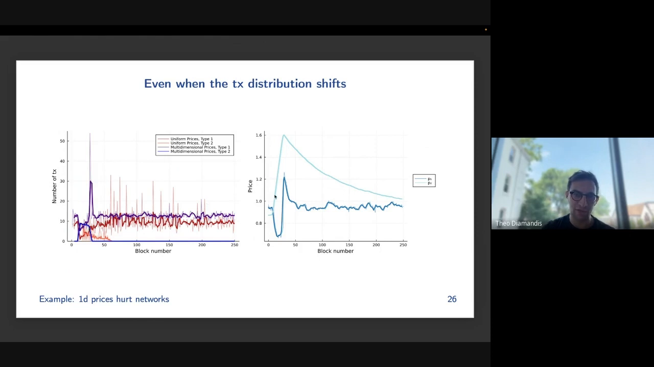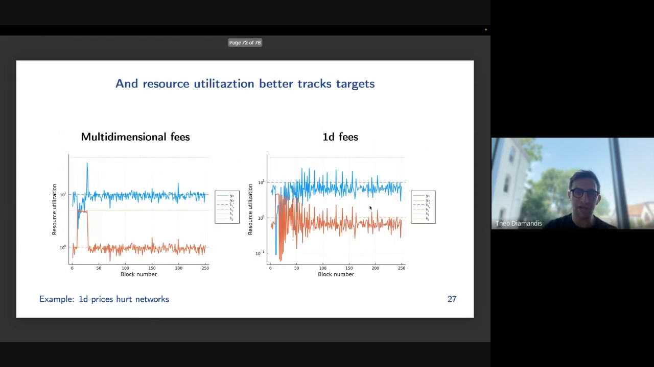prices. And on the right here, you can see what the network is doing. Essentially what happens is it really cranks up the price of resource 2 and drops the price of resource 1 a little bit until it's gone through the backlog of these type 2 transactions. Then it lets the price of resource 1 spike and then allows these things to settle back to their steady state level.